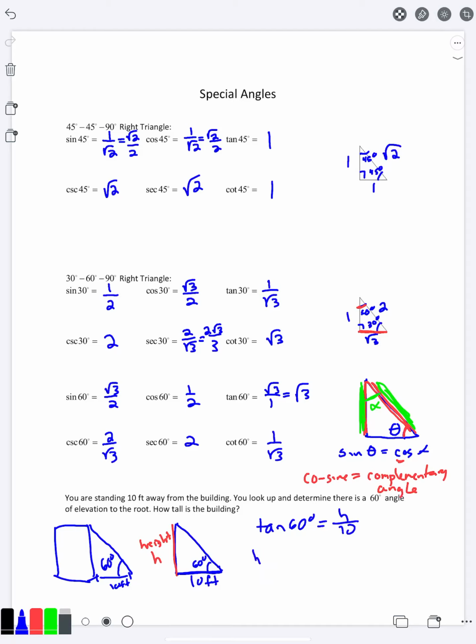And if I solve for this, that means h is 10 tangent 60. But here's the thing, we actually know what tangent 60 is. Based on the work we did up here, tangent 60 is root 3. So h would be equal to 10 root 3 feet. And there we just found out the height of the building by just measuring how far we walked away from it and figuring out the angle if you look up to the roof.